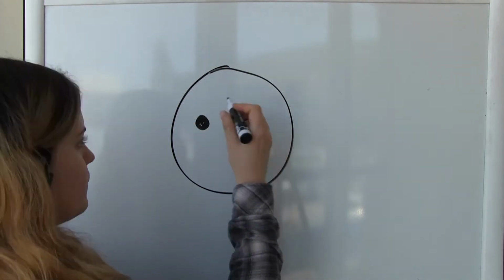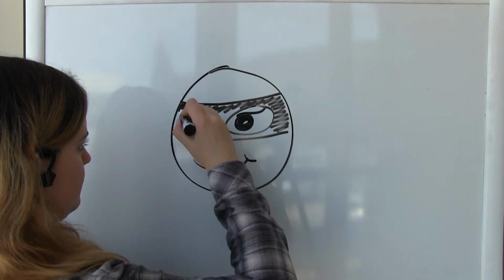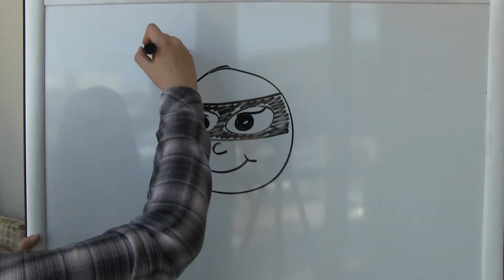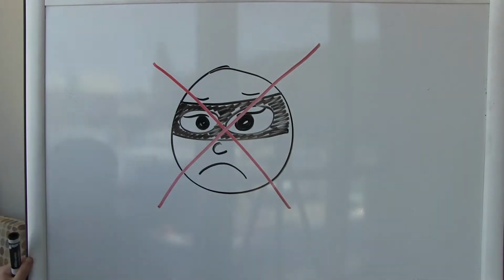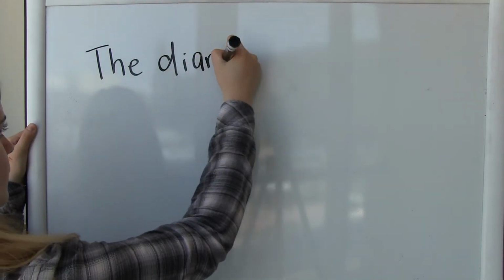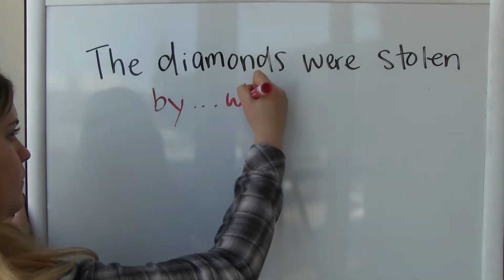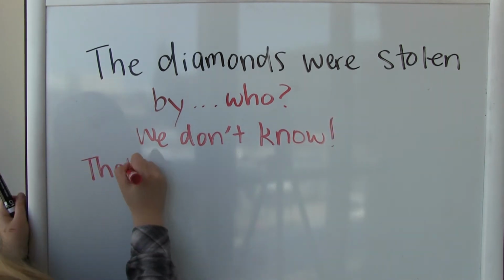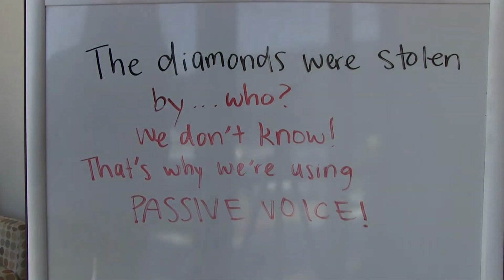Passive voice can also be helpful if you want to obscure the identity of the subject altogether. This can be if you don't know the identity of the subject, or if it would be somehow inappropriate to reveal the identity. For example, you might say, "the diamonds were stolen." If you don't know who stole the diamonds, you really can't reveal the identity of the subject. That's why you need to use passive voice in this case.